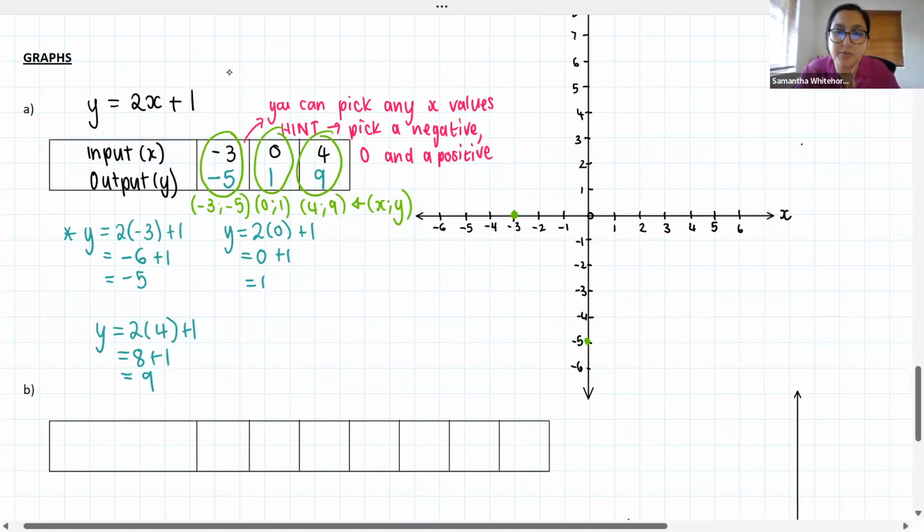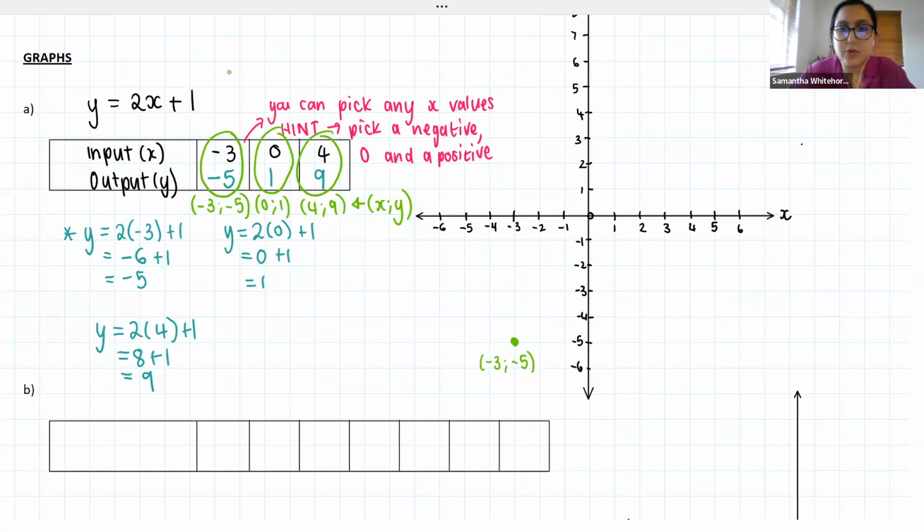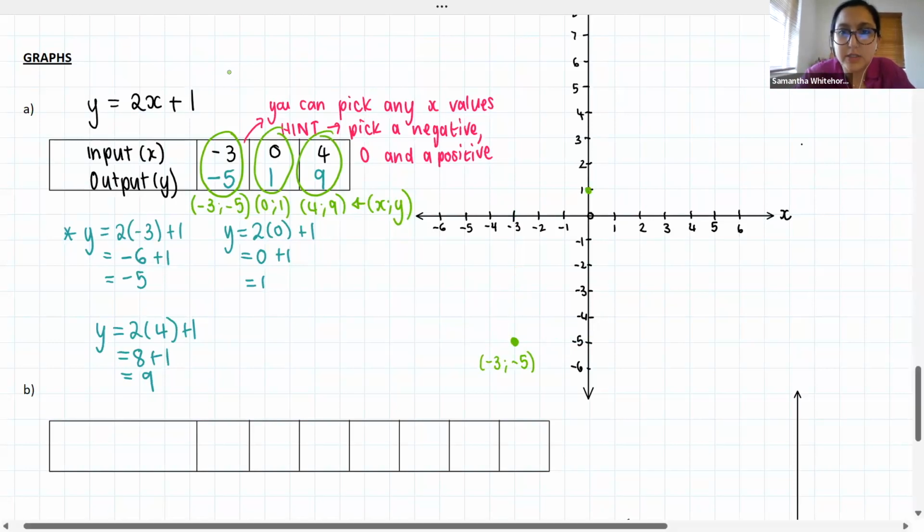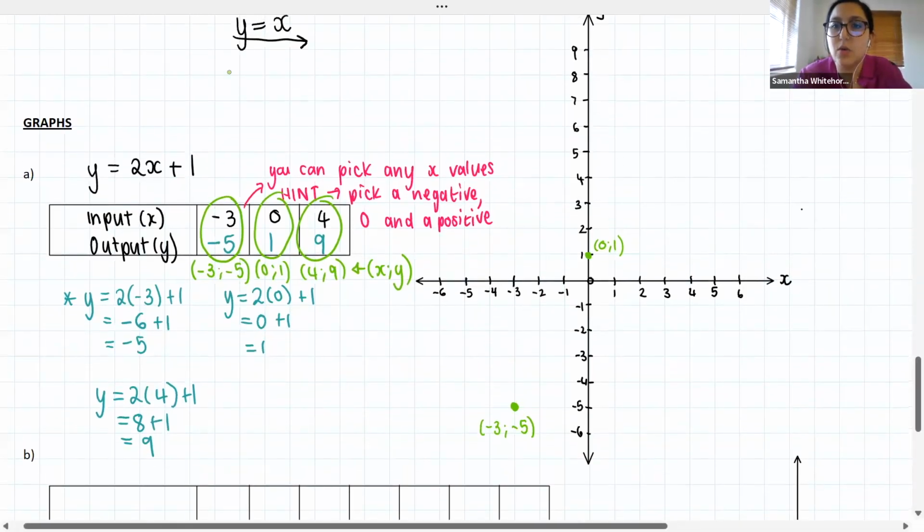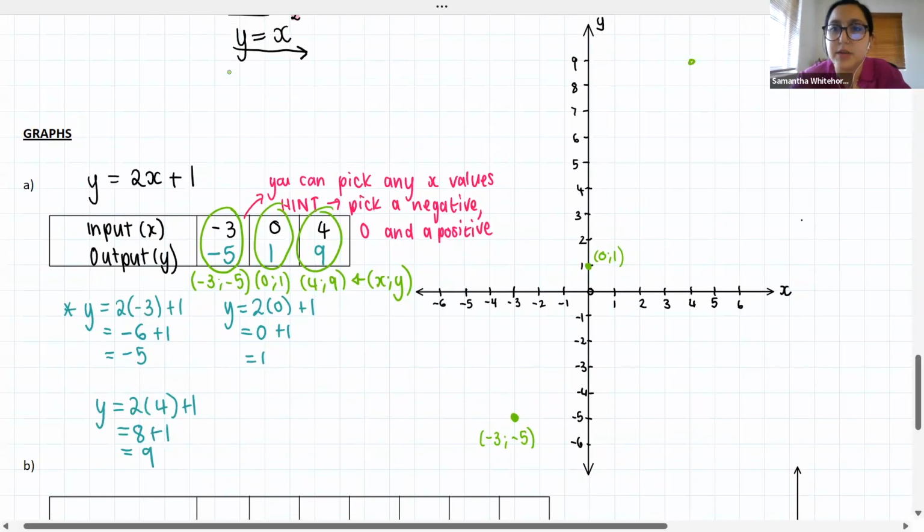All right, so our first point that we have here is -3, -5. I'm just going to add a label so that we know that that's the point. Right, the next one, 0, 1. So 0 is x, and we go up to 1 on y. So there's 0, 1. And the next one, 4, 9. So we go to 4 on x, and we go all the way up to 9 on y.